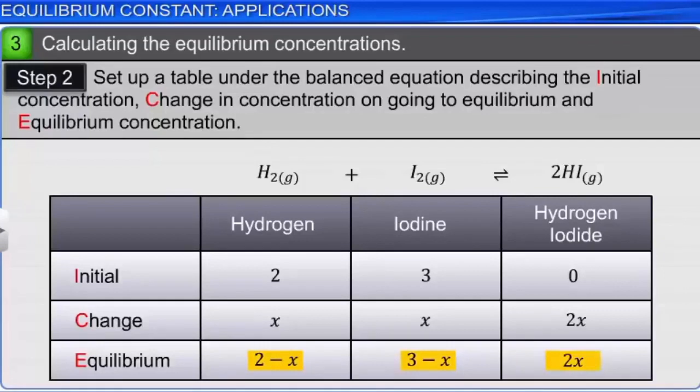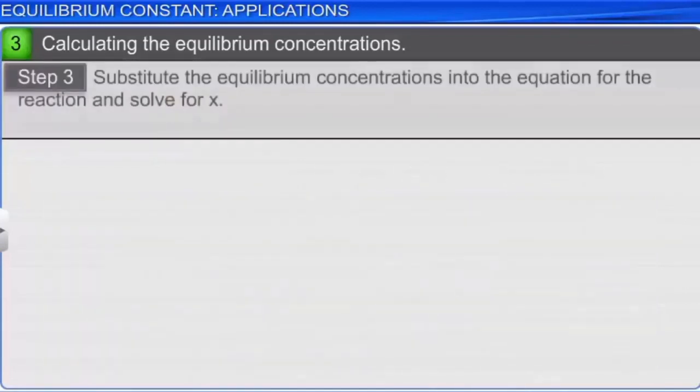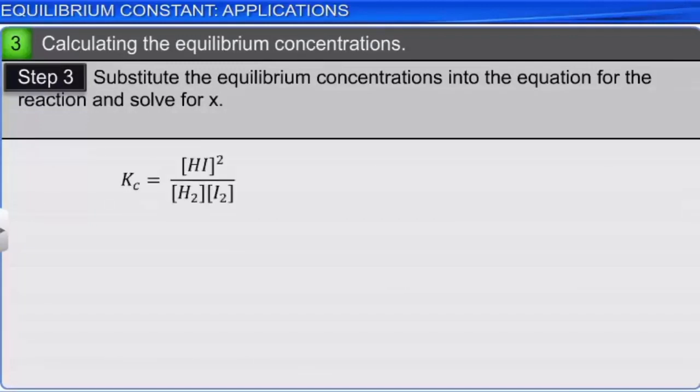In the third step, substitute the equilibrium concentrations in the equilibrium equation and solve for X. The equilibrium equation for the reaction is Kc equal to the concentration of hydrogen iodide raised to the power of 2 divided by the product of the concentrations of hydrogen and iodine.